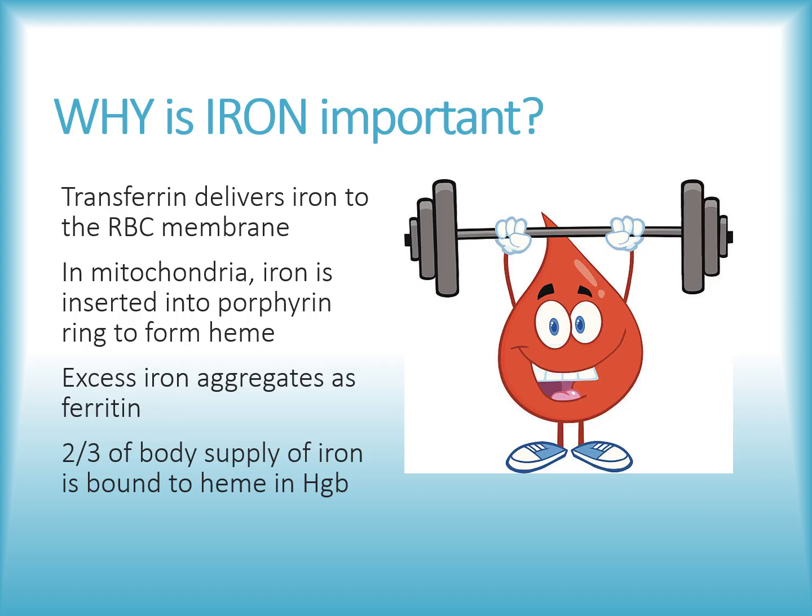Excess iron aggregates are stored in a readily available iron source called ferritin. So transferrin is a transport protein, and ferritin are the aggregates of ready to use iron supply. About 2/3 of our body supply of iron is bound to heme and hemoglobin. If you think about that, that's pretty amazing. Of all the iron that's in our body, only 1/3 of it is in storage, and the rest is in red blood cells being utilized for oxygen transport.